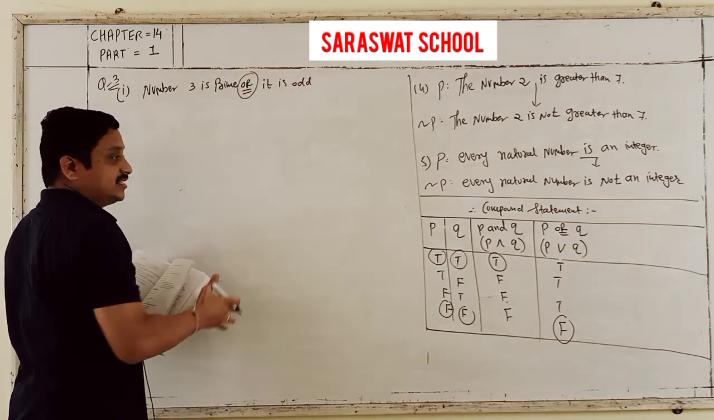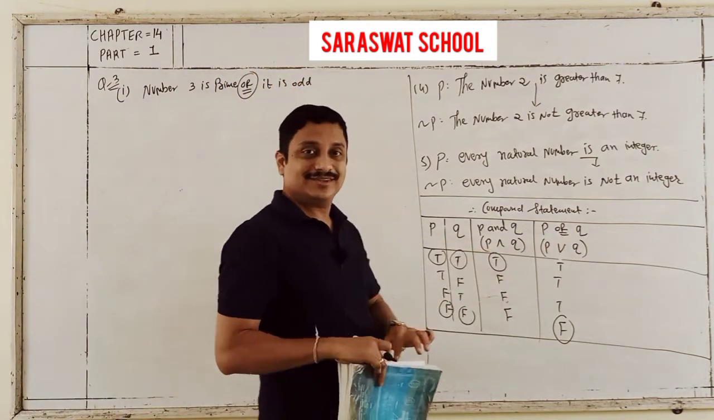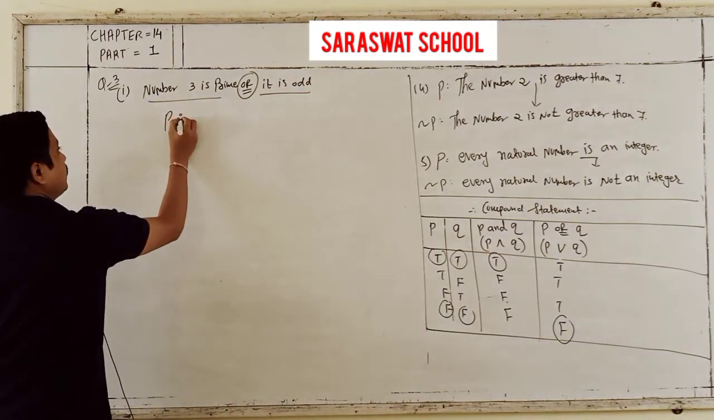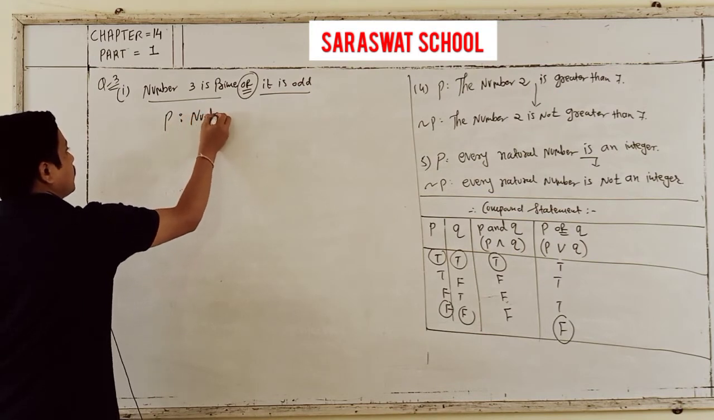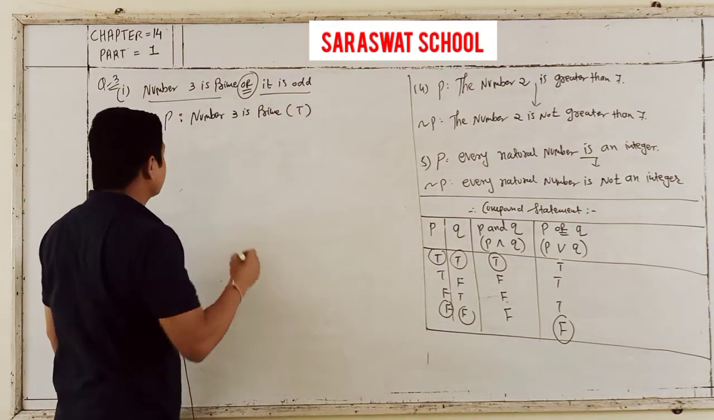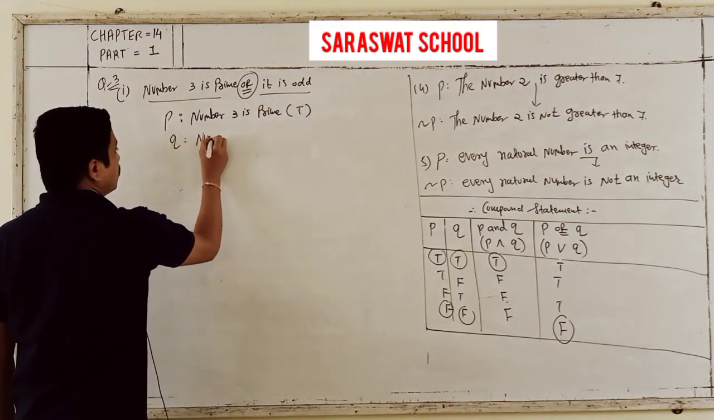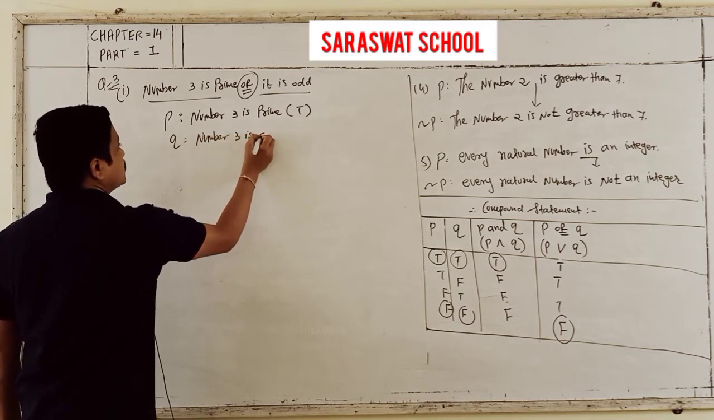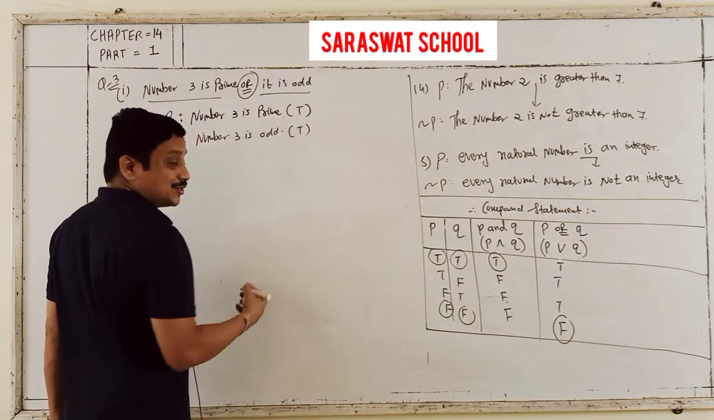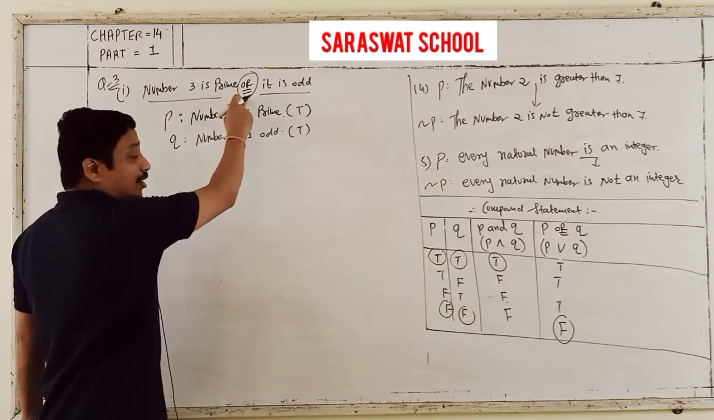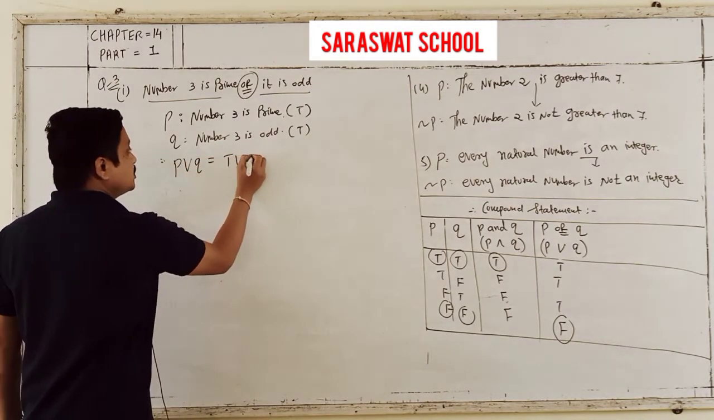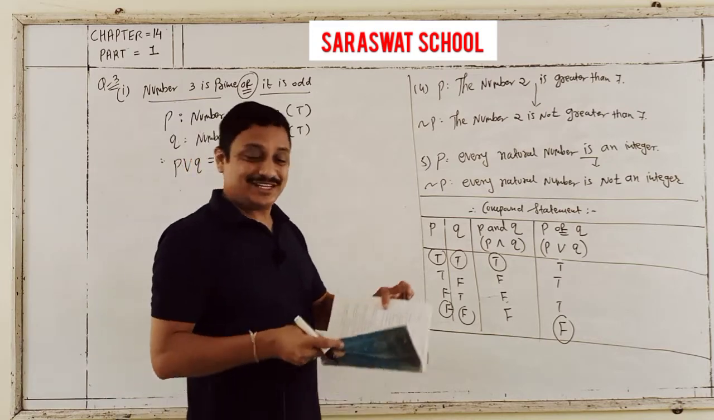So this or indicates disjunction, that is your P, that is your Q. So we will write down here P: number 3 is prime, definitely it is true. And Q: number 3 is odd, it is odd, confirm that true. So my component is over, now next truth value, P disjunction Q, true disjunction true, my answer is only and only true.